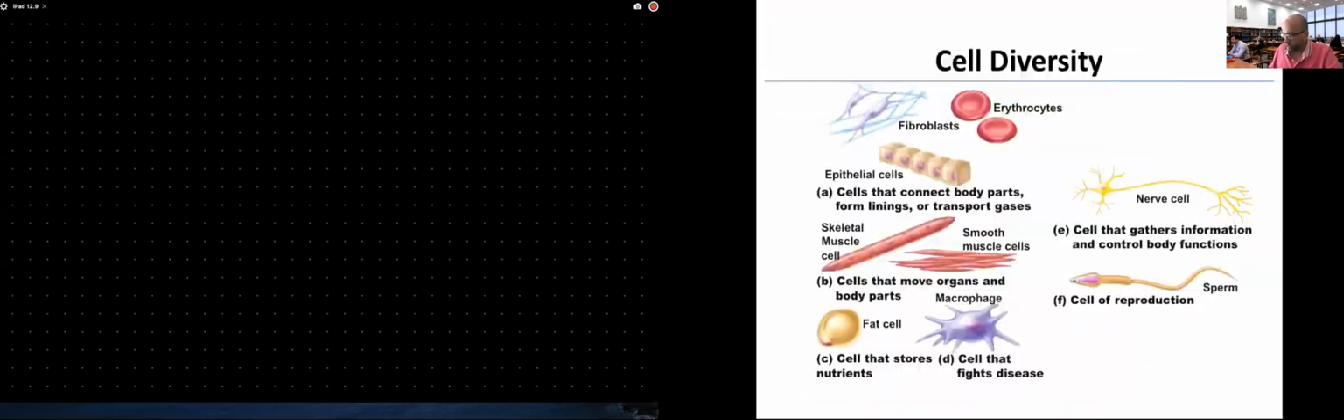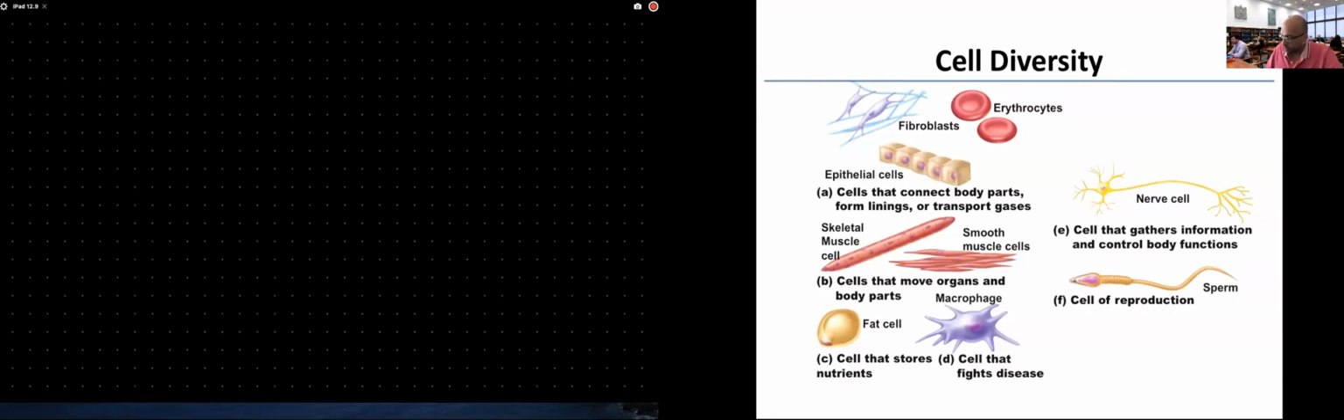So let's start first with an overview of the cell. We have a general structure of the eukaryotic cells, and this is the type of cells that we have in our body. Not all the cells are going to be identical, but we're going to study the general, common structure of all cells. We do have different types, shapes, and functions of cells.